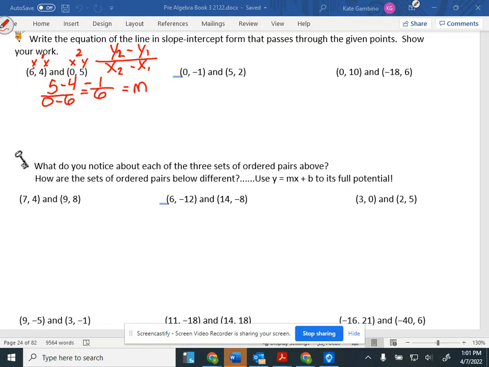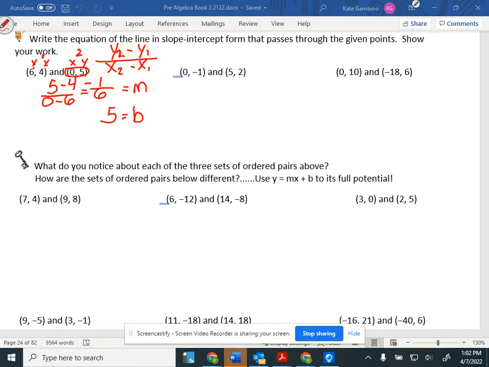What is my b? Nathan? Isn't it just a 5? Yeah. They're giving us, in this ordered pair, the y-intercept because x is 0. So they're giving us our y-intercept. They're making it easy. Not all of them are going to be this easy.